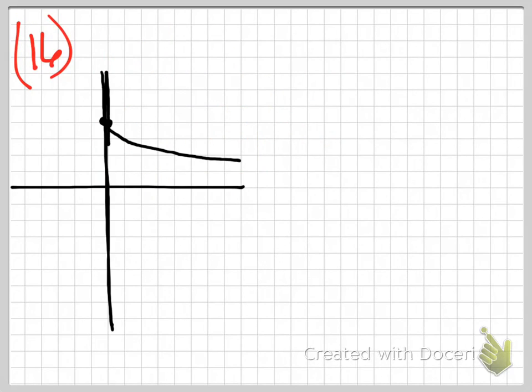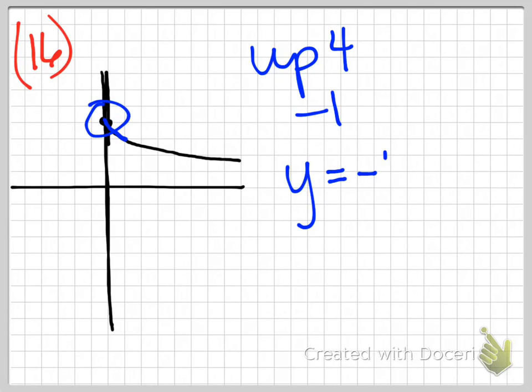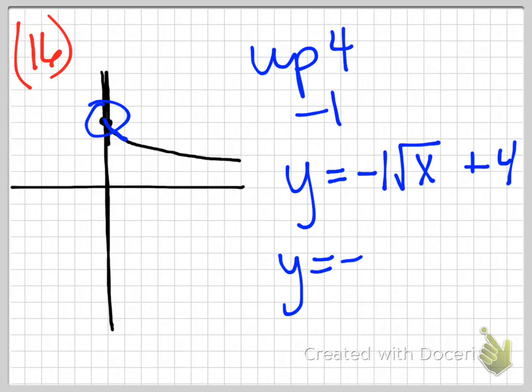Number 16, we're looking at the picture, and we have to make our own conclusion so we can write the equation. So this has been shifted up 4 units because it's on the point 0, 4. And the slope, see, is negative 1. So if we write the equation, we're going to have negative 1 slope square root of x plus 4. Or you could simply write it as negative square root of x plus 4.